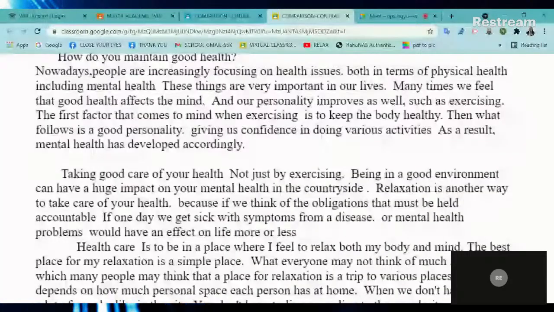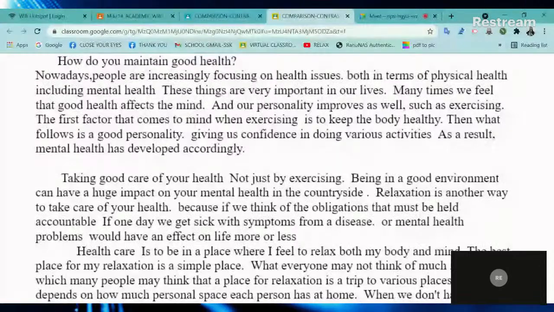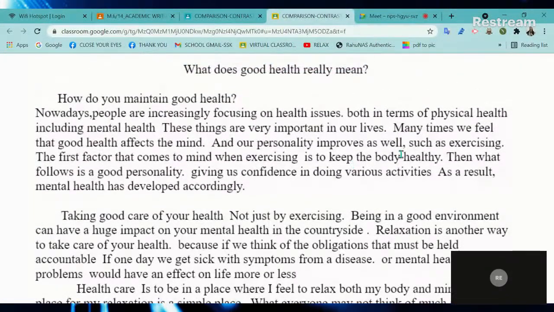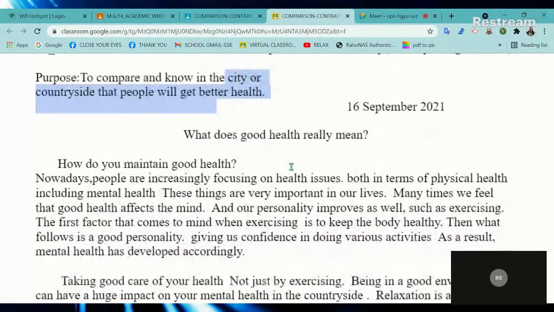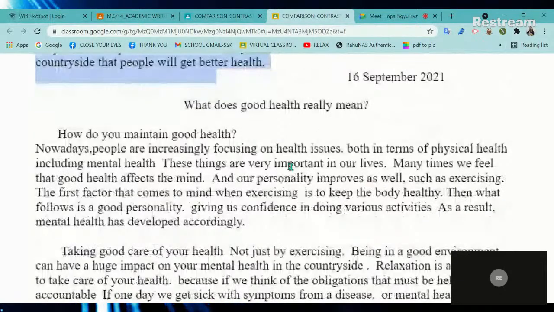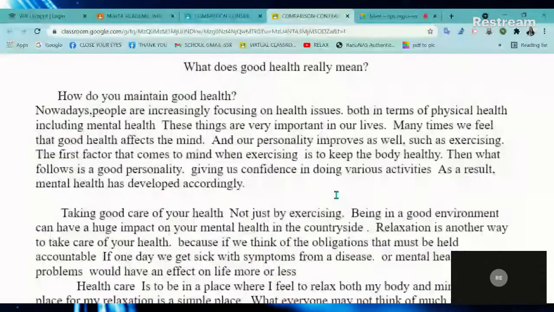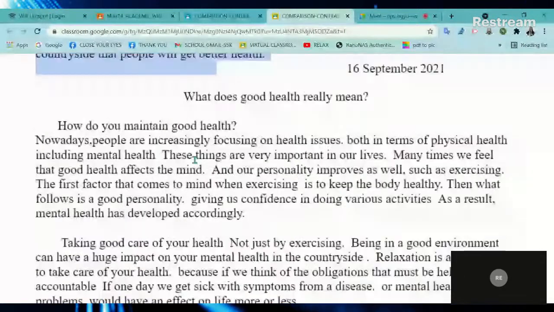Maybe I'll just help you. Let's stick with the easiest one, block style. So in your thesis statement, you mention here in the city and in the countryside, there are differences on how to maintain good health. That could be your thesis statement. Did you hear me, Amelia? Yeah. So, in the city and in the countryside, there are differences on how to maintain good health.